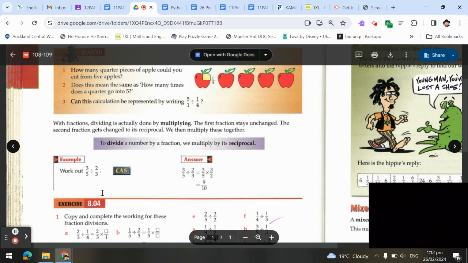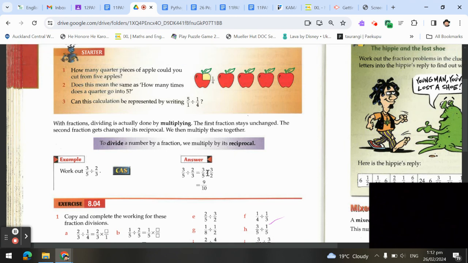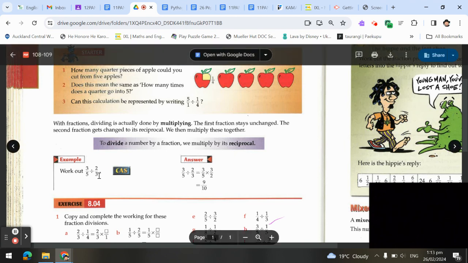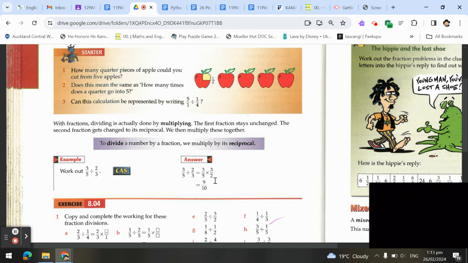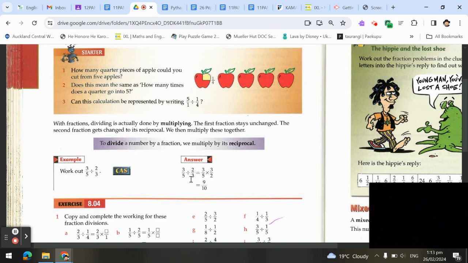Here's the example. If we have 3 over 5 divided by 2 over 3, well, what we know is dividing by 2 over 3 is the exact same thing as multiplying by the reciprocal of 2 over 3, which is 3 over 2. So 3 over 5 divided by 2 over 3 is the same as 3 over 5 times 3 over 2. You only take the reciprocal of the second fraction, okay?